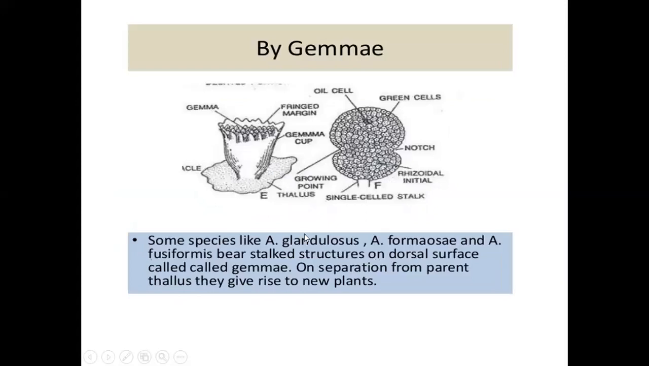In some species, as I told you, Anthoceros glandulosus, fornicatus and fusiformis, we can also see the development of gemmae cups and the production of gemmae, just like in Marchantia. So these also play a role in asexual reproduction of the plant thallus.